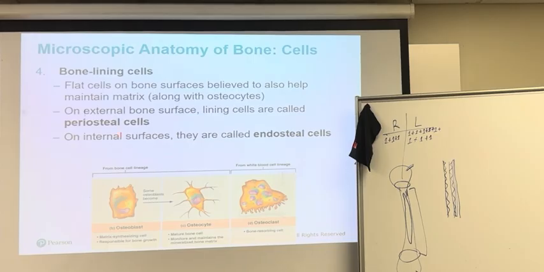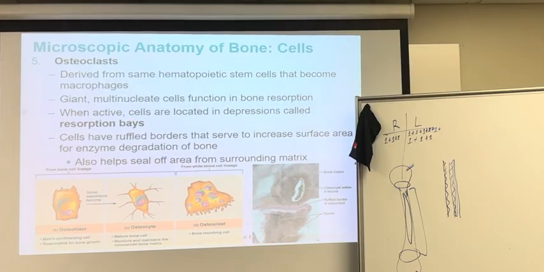But before that, let's talk about the bone lining cell. Like a few slides back, we did talk about the cells in the periosteum and the endosteum. These are the bone lining cell. So the flat cells on the bone surface believed to also help maintain the matrix. On external bone surface, lining cells are called periosteal cell. On internal surface, they are called endosteal cell. They do have a lot of osteogenic cell to give rise to what? Osteocyte.